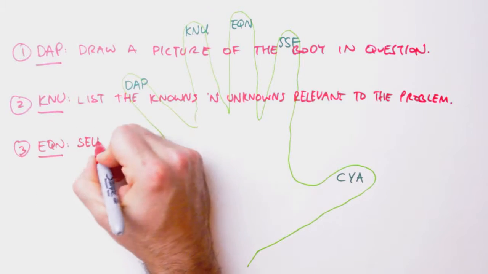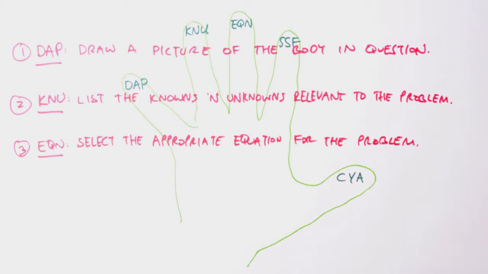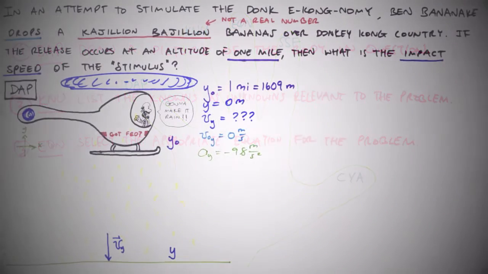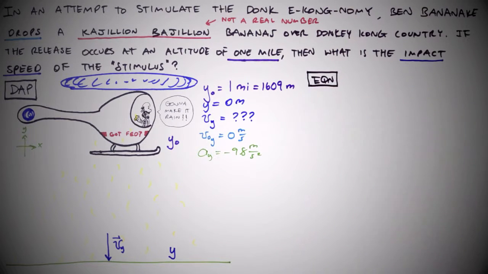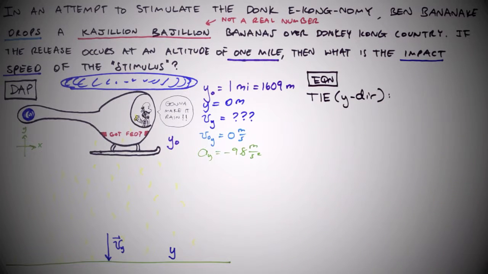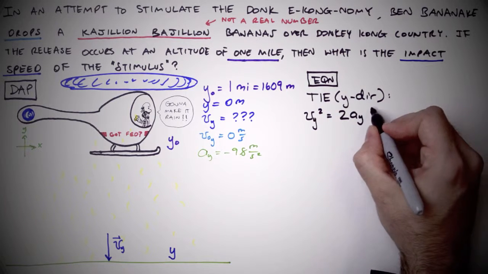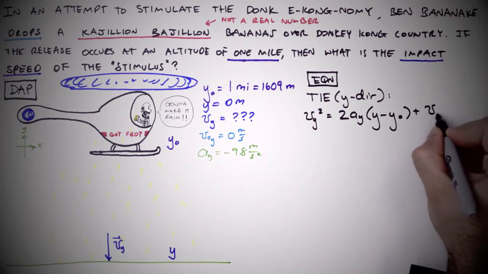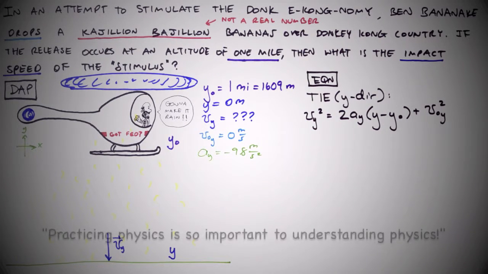Step 3. Select the appropriate equation for the problem. This step is the crux of physics problems, and for green physics students, pardon the etymological pun, the bane of their studies. I can't count the number of times I've been asked, Professor Mason, which equation do I use? Alas, there is no silver bullet for choosing the right equation. One must first understand the conceptual underpinnings of the equations and their relevance to the problem, which really only comes with practice. Which is why practicing physics is so important to understanding physics.